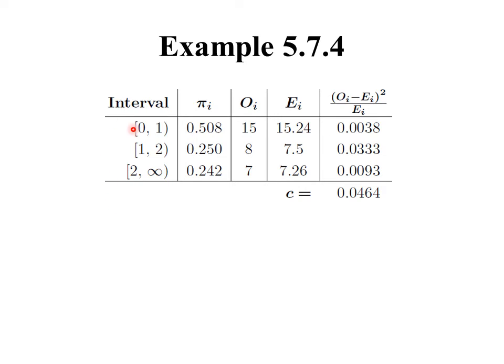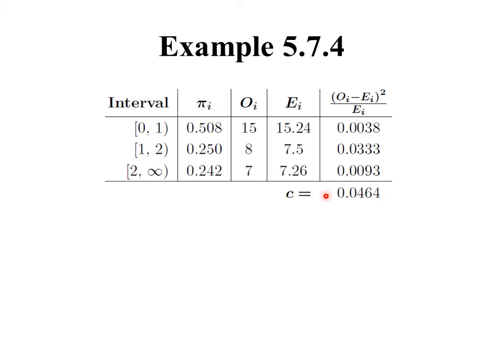So here's our three intervals, 0 to 1, 1 to 2, 2 to infinity. Here's the values of pi sub i. Again, this one is calculated by integrating the density function over this interval. Here we integrate from 1 to 2, and here we integrate from 2 to infinity. Here's the observed frequencies, and so this number 7 was found by adding up those last three observed frequencies. And then here's our expected frequencies. Again, those are calculated by taking the claimed probabilities times 30. And then here's the calculation of our test statistic, 0.0646. So very small number.